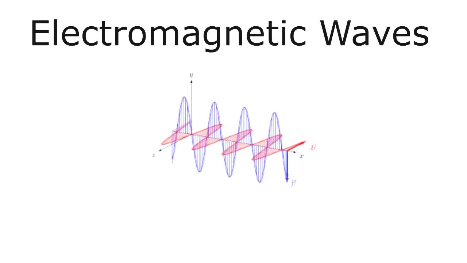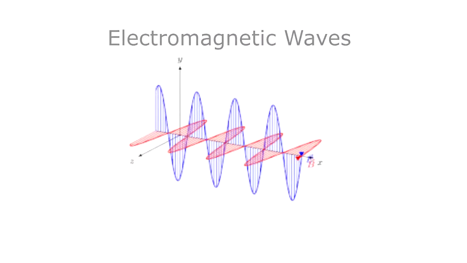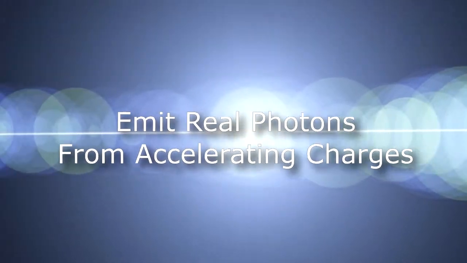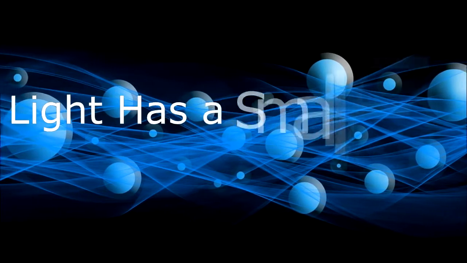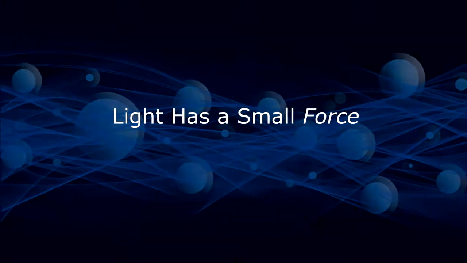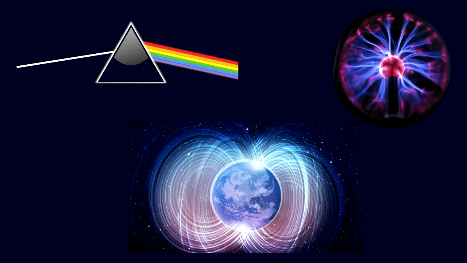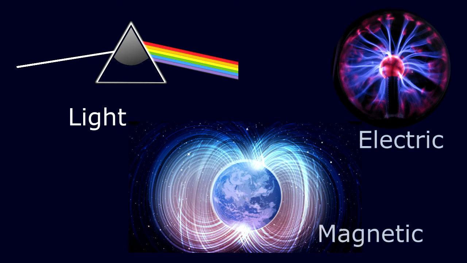Next type of energy we're going to look at is electromagnetic waves. So electromagnetic waves actually emit real photons now. And these photons come from accelerating charges. And interestingly, light has a force, but it's extremely small compared to electric and magnetic fields, which is further proof of the difference between electric fields, magnetic fields, and electromagnetic waves or light.